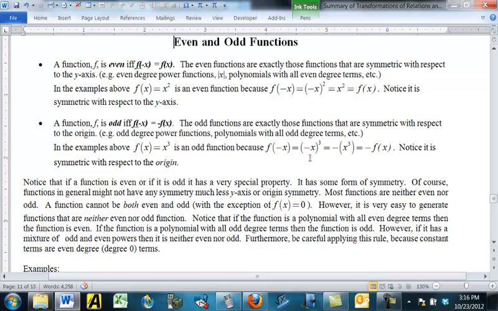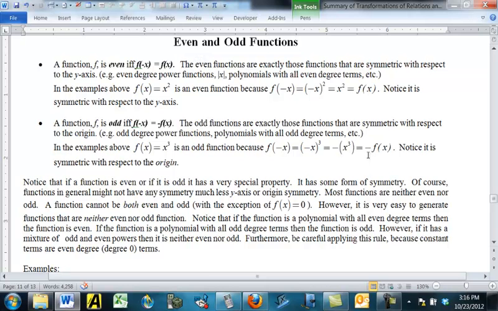So you can actually test for even and odd at the same time. All you have to do is, if it's a function of course, put in negative x in place of x in the formula. If that formula simplifies to the original f of x, then you've got an even function. If not, factor out a negative 1, and if what's left in the parentheses after factoring out a negative 1 is the original f of x, then it's odd.